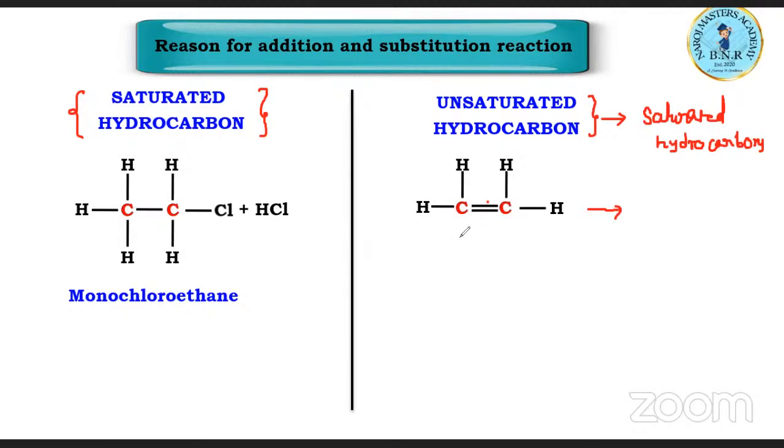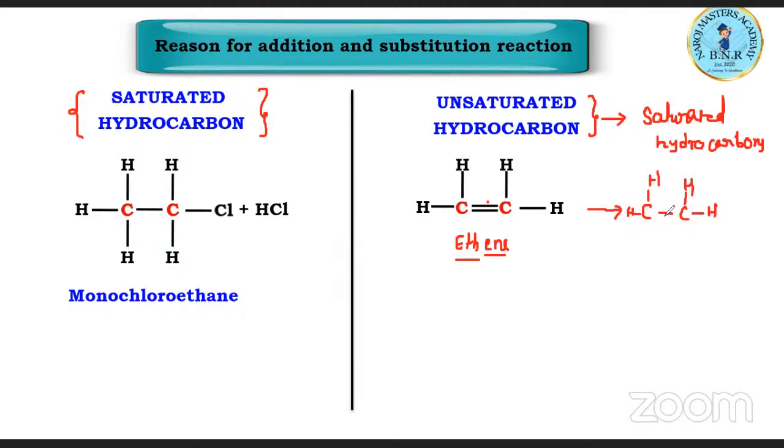Ethene. Two carbons are there and one double bond is there, so it is ethene. Now I am changing this one into carbon and carbon with a single bond. Initially there were 4 hydrogens, so simply write 4 hydrogens.